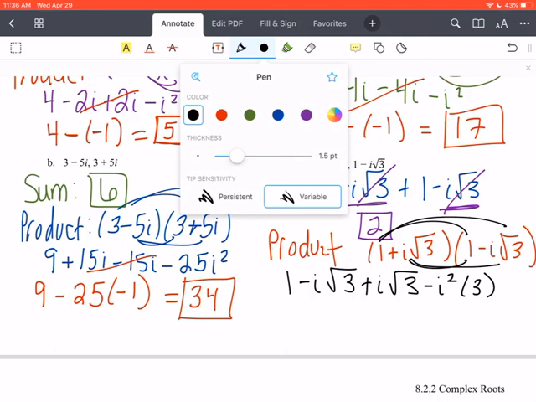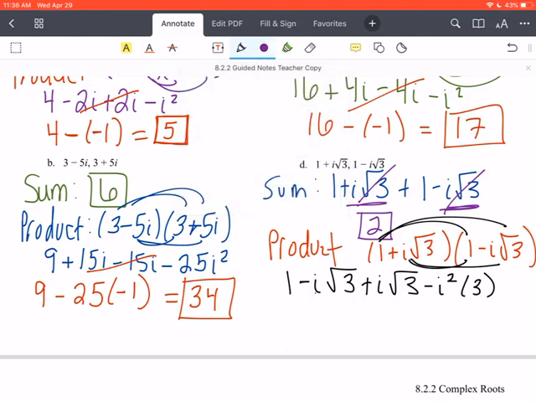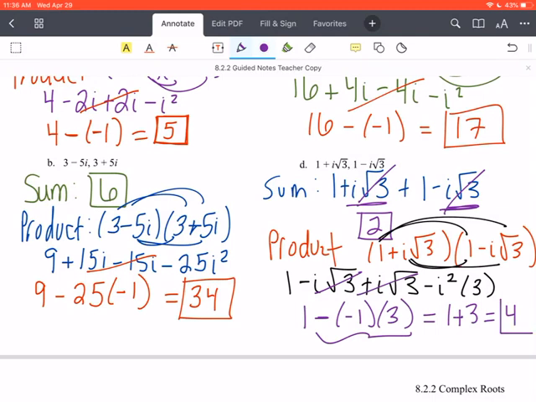So when I combine like terms, yay, still my i terms cross out, so I have 1 minus, what's i squared? It's negative 1, and I still have to have that 3. So we've got to be careful, but if I take negative 1 times 3, that's negative 3, but then I have a double negative, so I have 1 plus 3, which is 4.